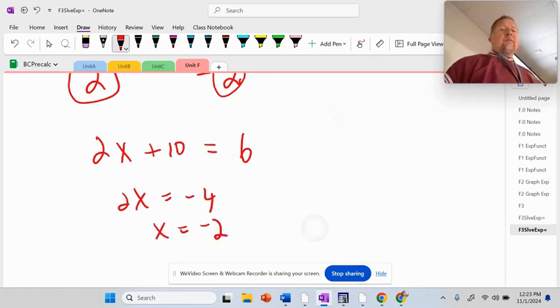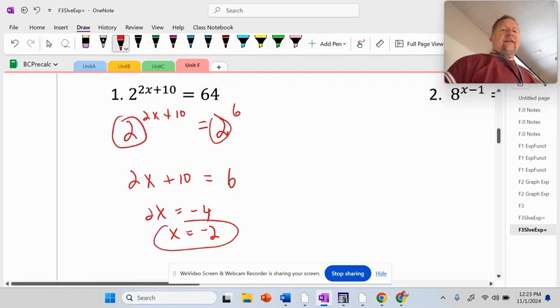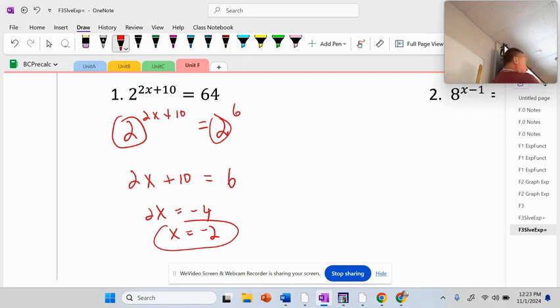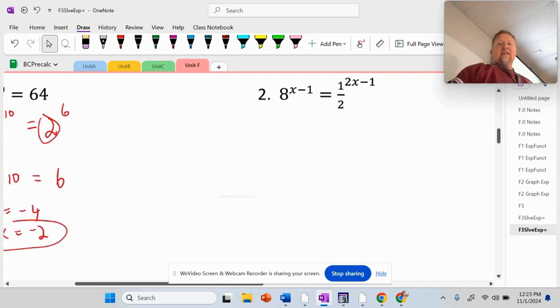Everyone okay? I could throw that in. 2 times -2, sorry, is -4. -4 plus 10 is 6. 2 to the 6, we just proved is 64. So it works. All right.